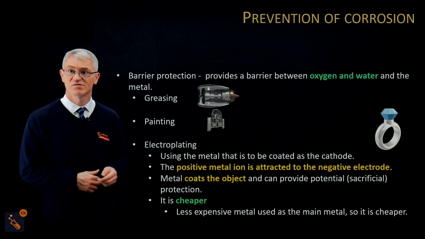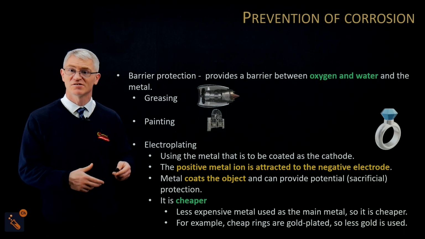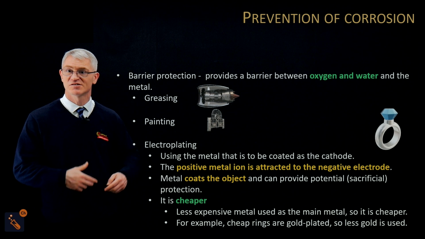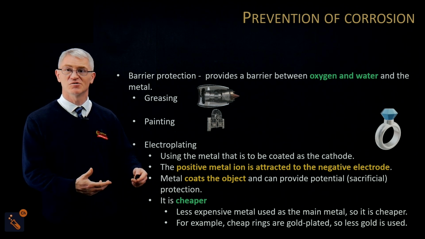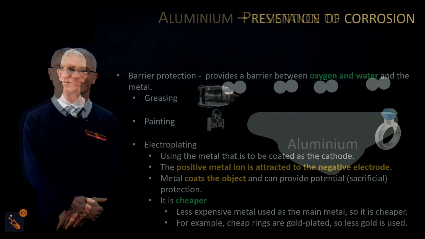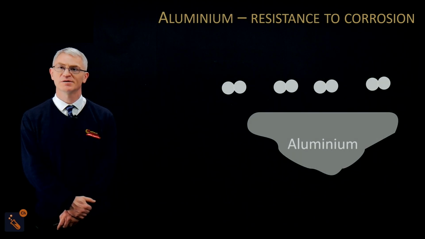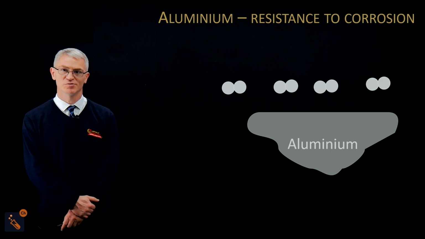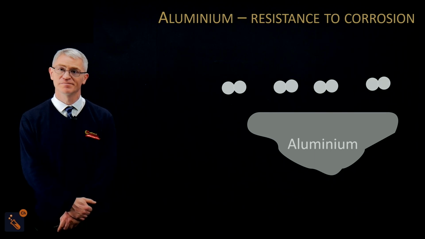Okay, so cheaper. And then you use the more expensive, for example, gold-plated rings. So less gold is used, and so overall, the whole thing is cheaper. We're now going to talk about a couple of different elements with specific examples. And the first is aluminium.